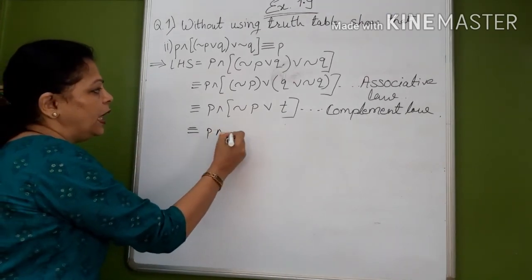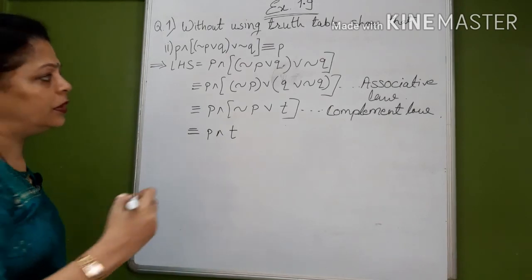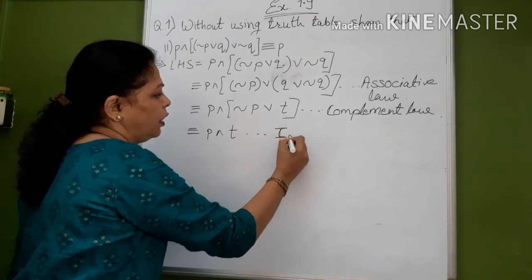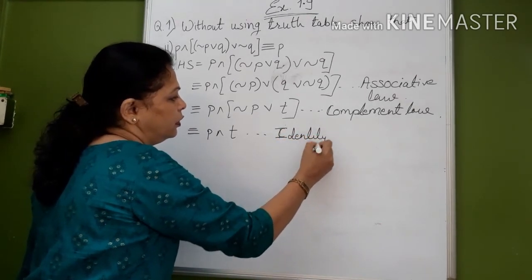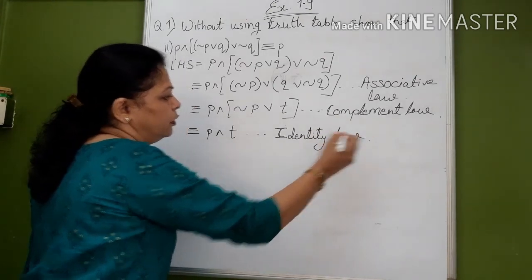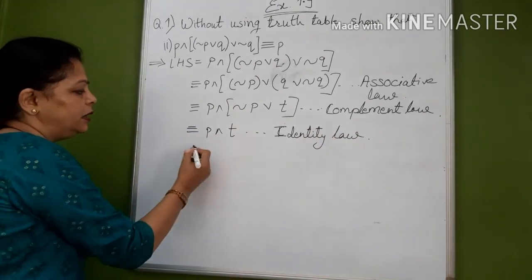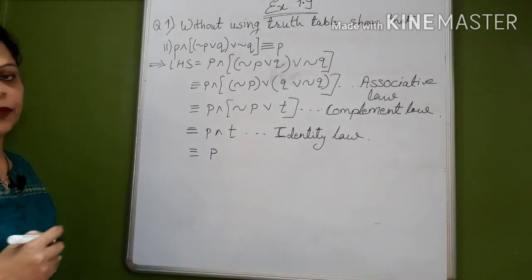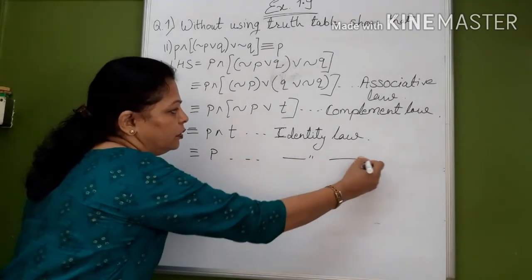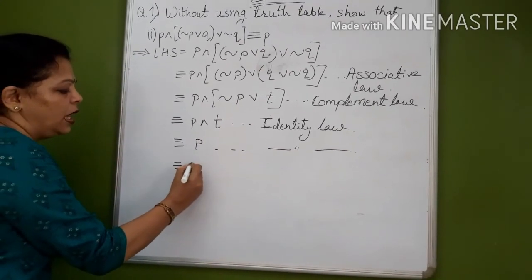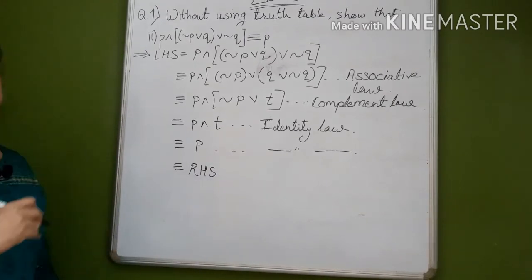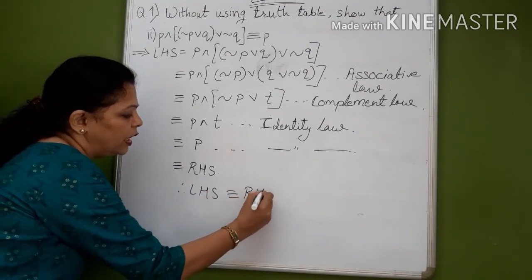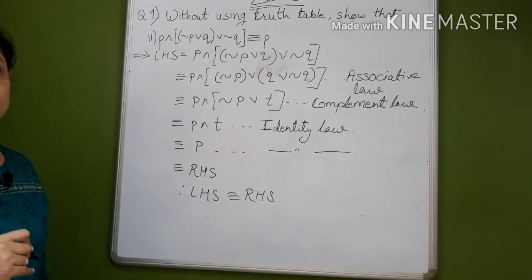So you get P and T. What is this? Sorry, this is identity law. And P and T, again it is identity law, so it will be equal to P. And this is nothing but here RHS. So this was very simple. Therefore we can write LHS is equivalent to RHS. Understood?